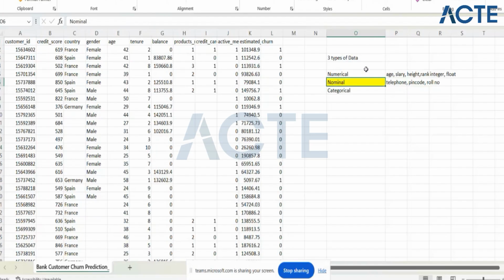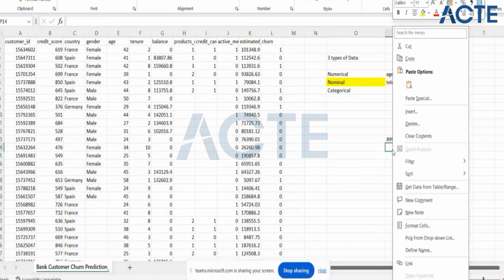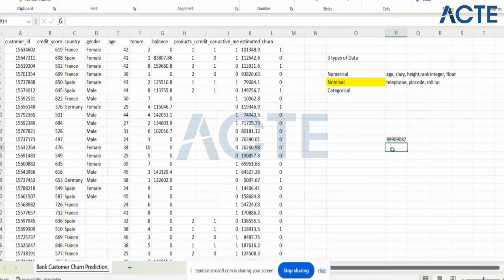For example, suppose you have two friends' numbers, 89900987, right? And you have one more number, 89098786, okay, and 7890987, right? You have these two numbers, correct? Two different friends' numbers. Okay, suppose you add these two numbers.